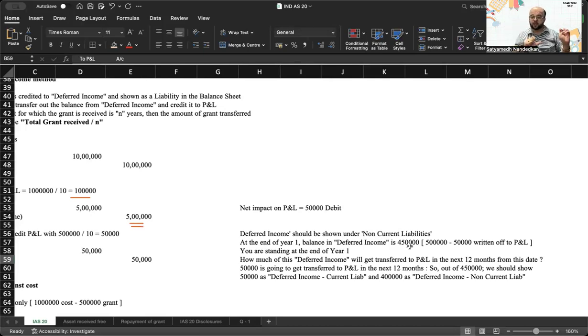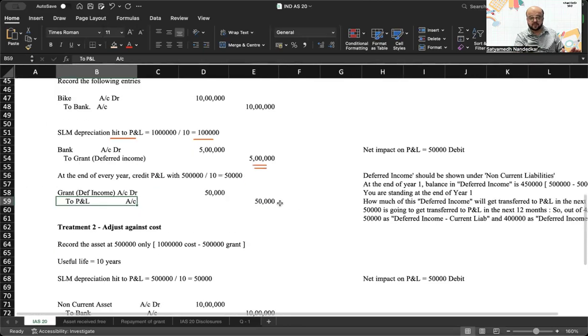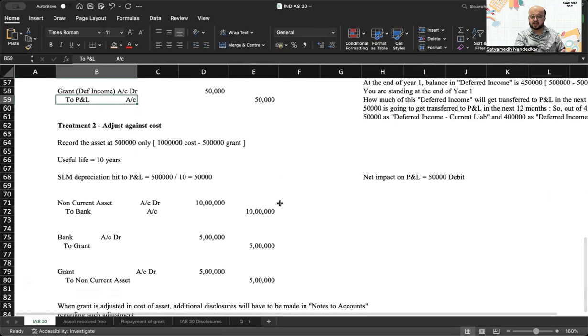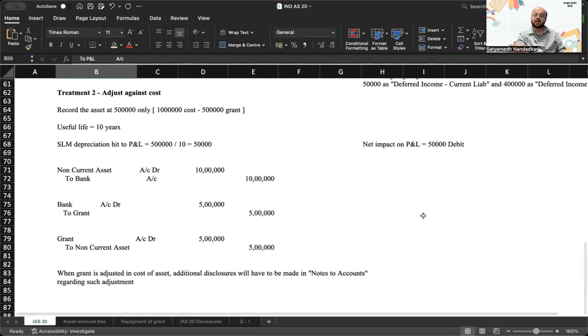And the net hit to P&L: 1 lakh debit to P&L on account of depreciation, 50,000 credit to P&L on account of the government grant. Net debit to P&L is 50,000. All I'm doing is applying the matching concept. The second approach that is allowed is you can adjust the amount of grant against the asset cost.